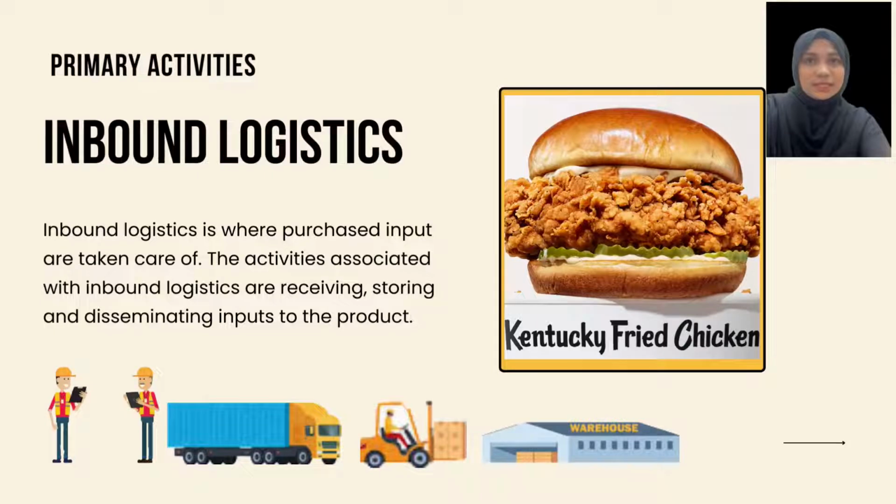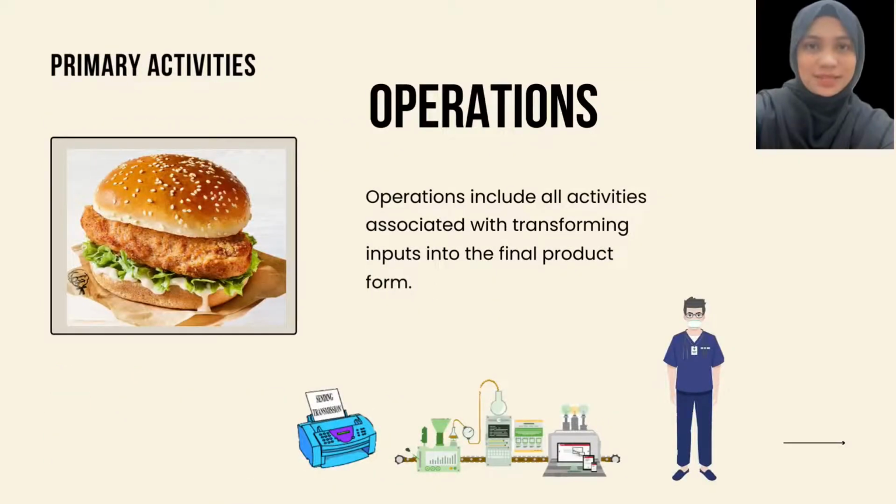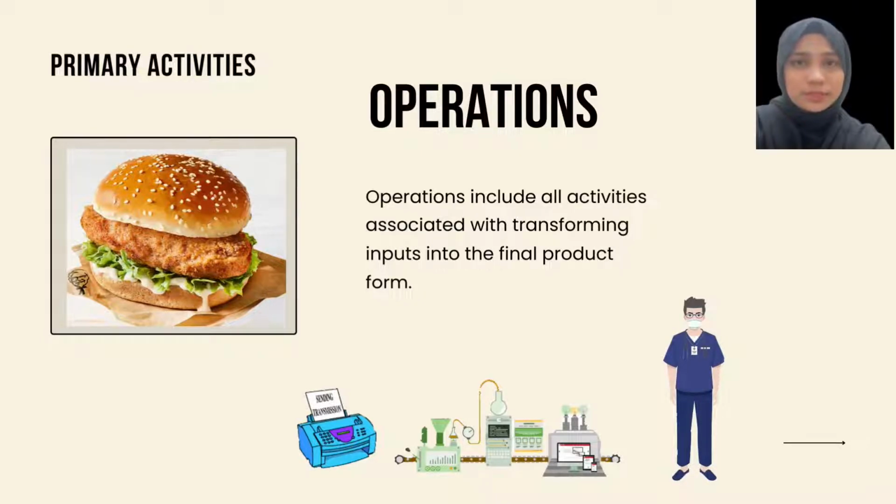Inbound logistics is where purchased inputs are taken care of. The activities include material handling, warehousing, inventory control, storing, and disseminating inputs to the product. Next, we go to the second one, which is operations. These are the activities involved in transforming inputs into the final products. It includes activities like packaging, machining, assembling, quality control, printing, and facility operations.